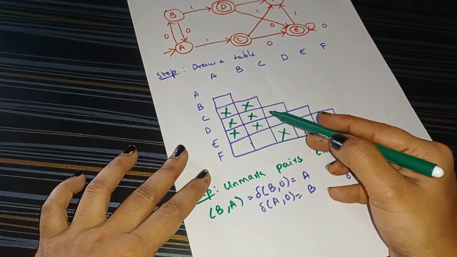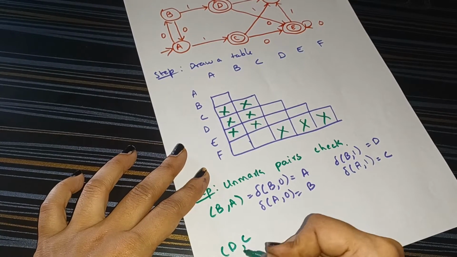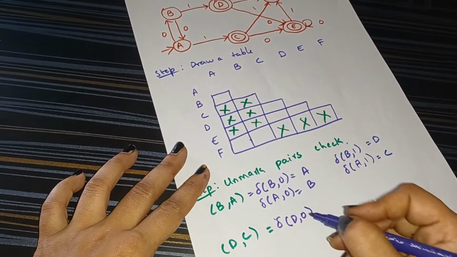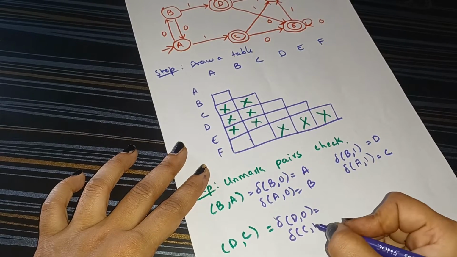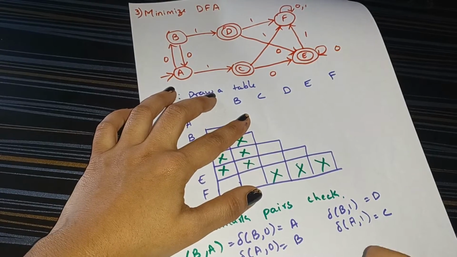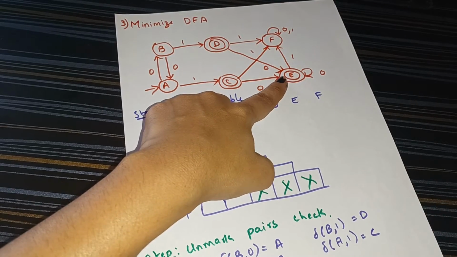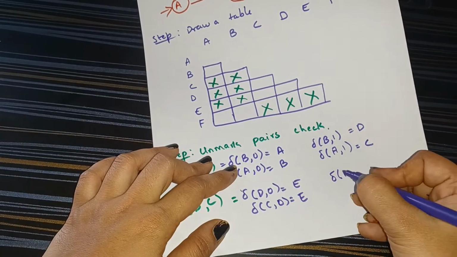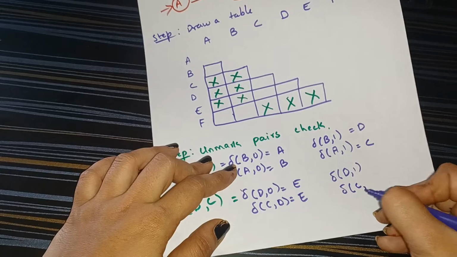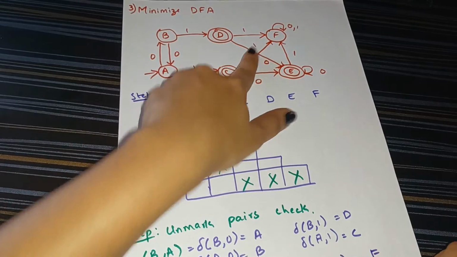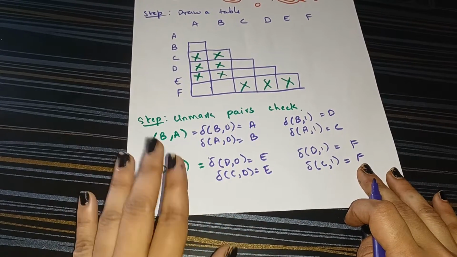Next we have DC unmarked, so we have to check the DC value. Delta transition of D on 0 and delta transition of C on 0. D on 0 is going to E, C on 0 is going to E. Then delta transition of D on 1 and delta transition of C on 1. D on 1 is going to F, C on 1 is going to F. So these are both unmarked, so we'll not do anything.